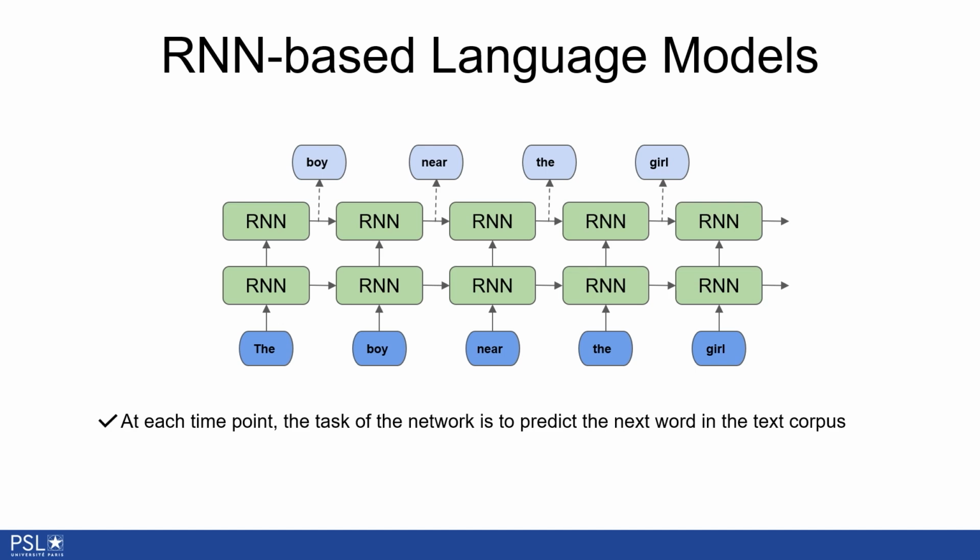It does so by outputting a probability distribution across all the words in the vocabulary. For example, after the word "the", a good language model would predict that the next word should be a noun, like "boy", rather than, for example, another determiner, "the" or "a", or a verb. After receiving "boy", a good language model would predict prepositions like "near" or verbs like "smiles", but will assign low probability to nouns such as "girl", since the sentence "the boy girl" is not grammatical and therefore should be assigned a low probability.